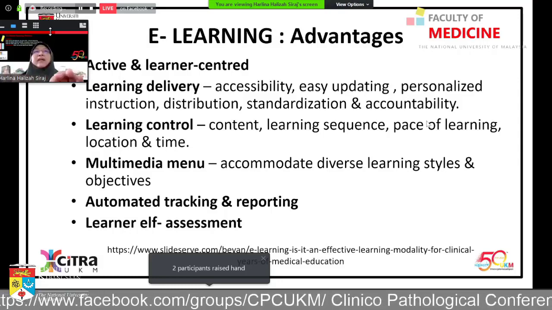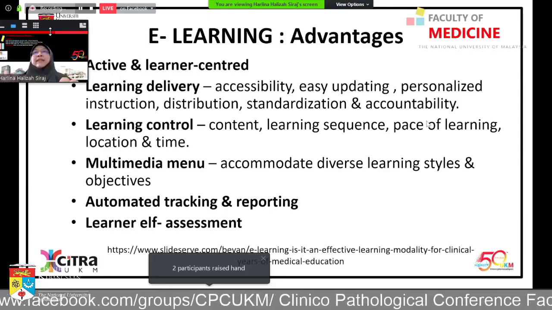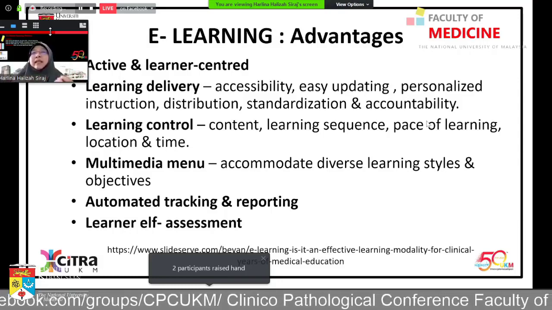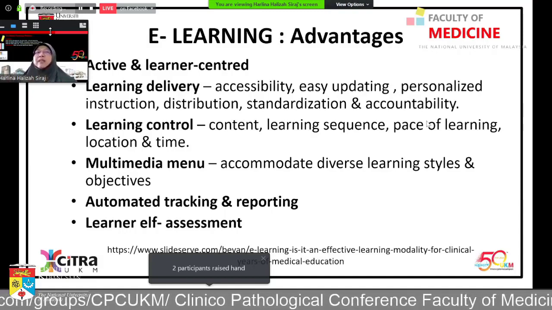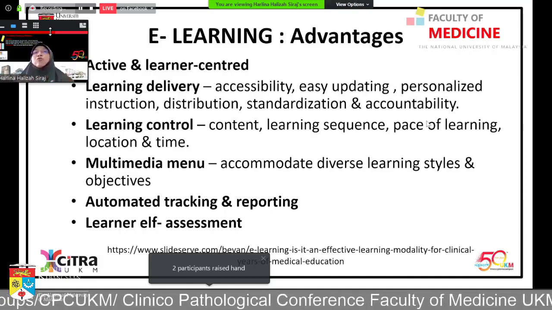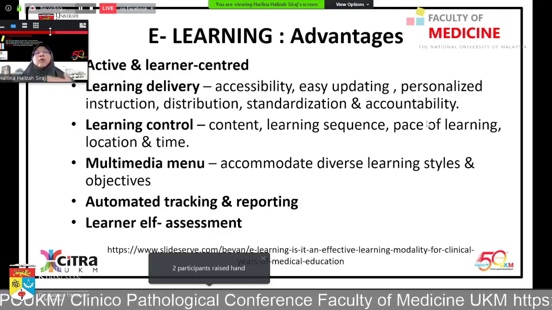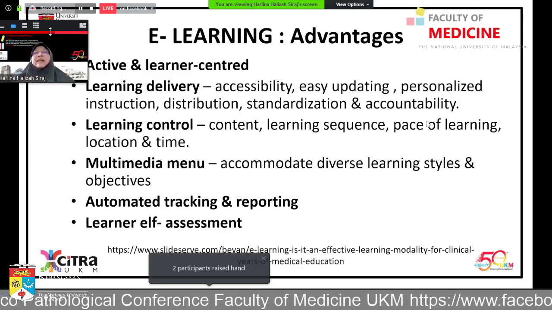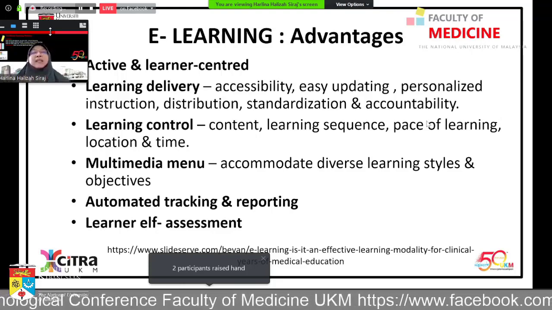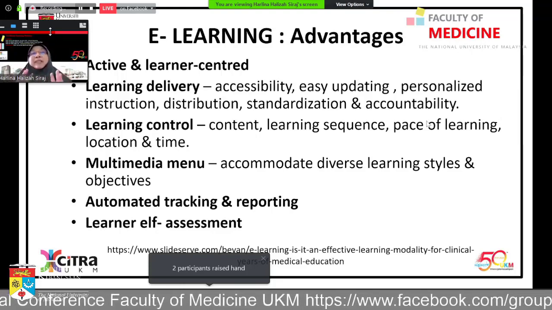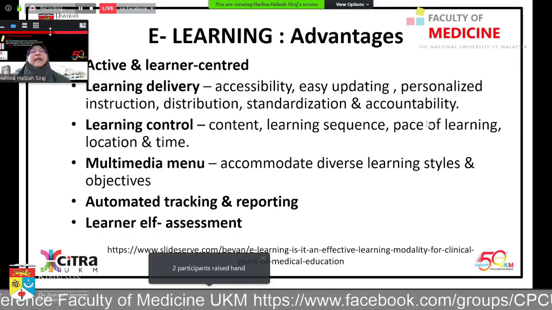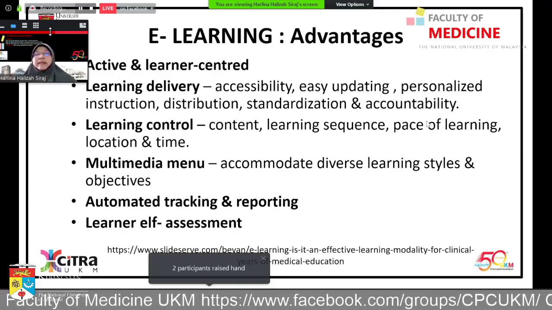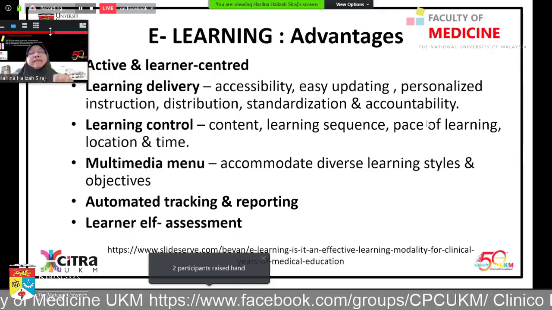So the advantages of e-learning, definitely there's a lot. It is active learning, it is learner-centered. There's a lot of learning delivery. We have a lot of control in terms of the content, the location and the time. The multimedia menu is non-exhaustive. There's a lot of diverse learning style and objectives. And the good thing is that, particularly for assessment, there is automated tracking and reporting and learner self-assessment.